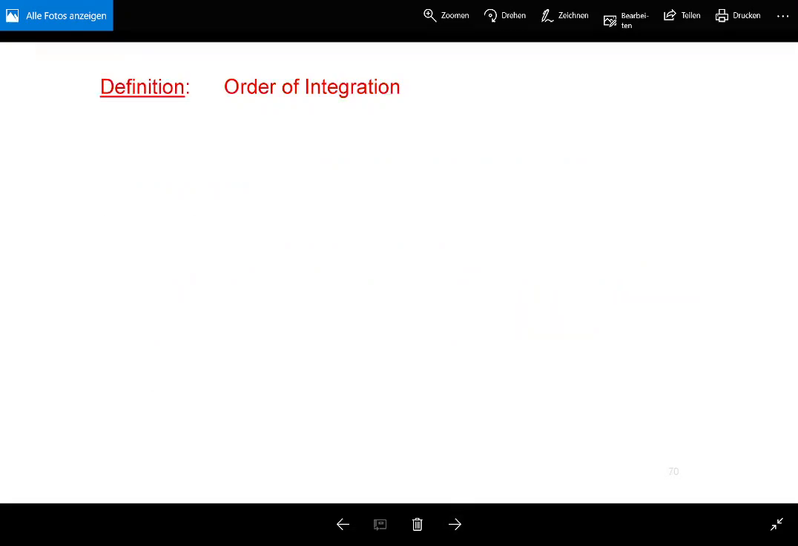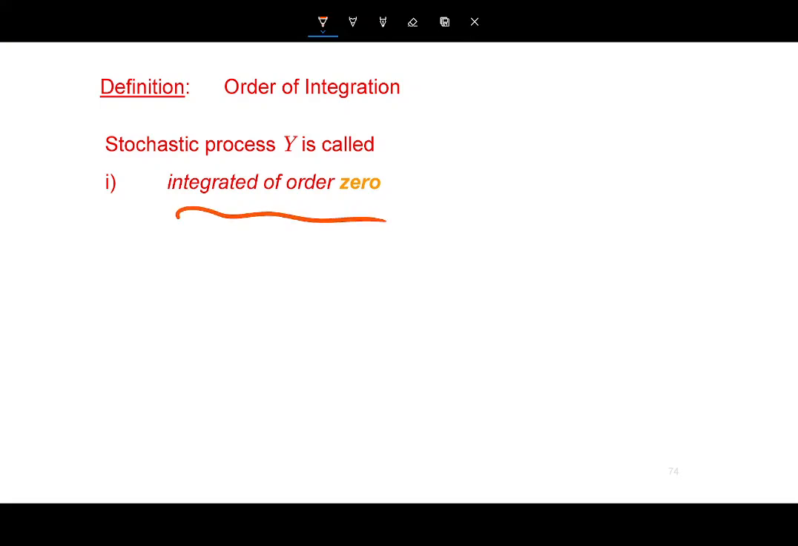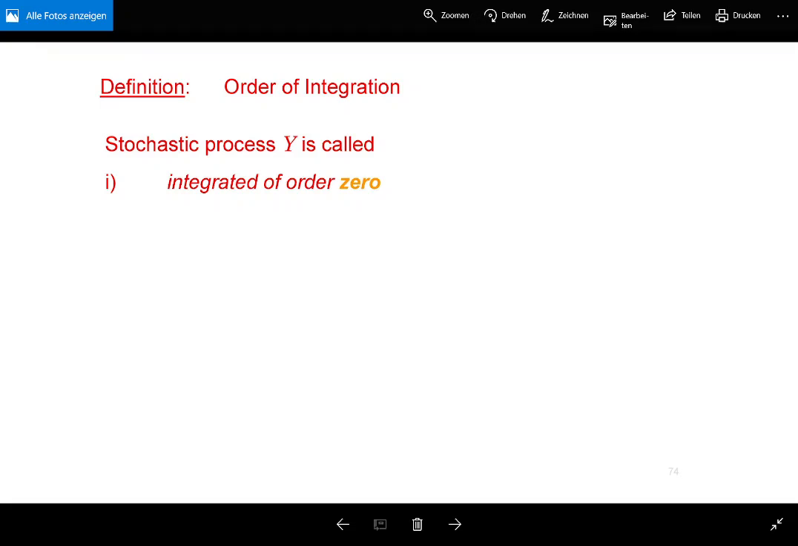Now let me start by saying that the stochastic process is called integrated of order 0. In the literature, if a process is integrated of order 0, then we don't say that it's an integrated process. So usually, if we say that a process is integrated, then we mean that it is integrated of order 1 or higher. But again, this term is also common, just for you to understand this. Now this is how it's denoted.